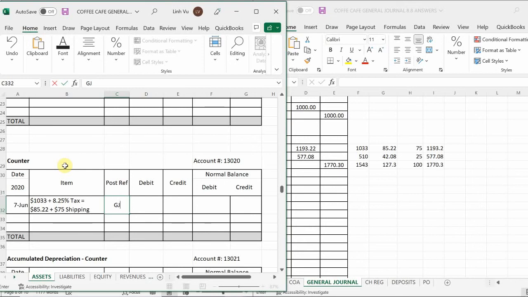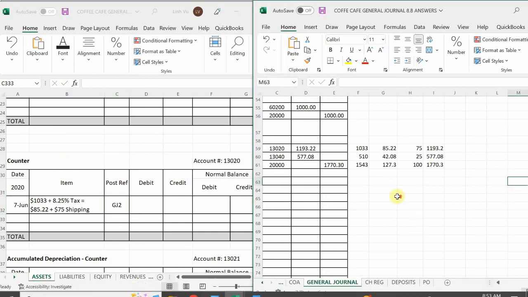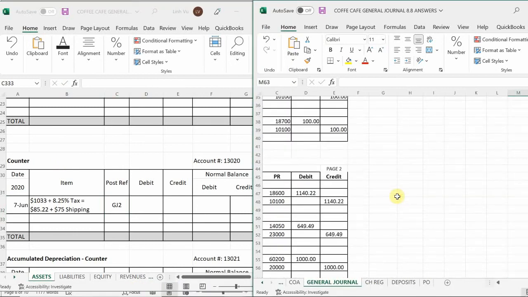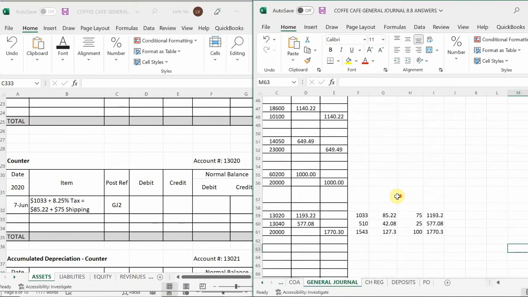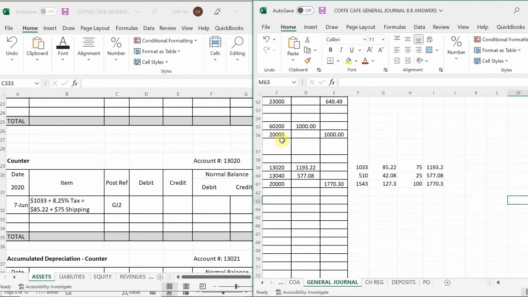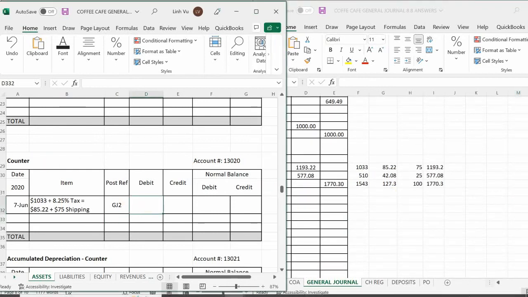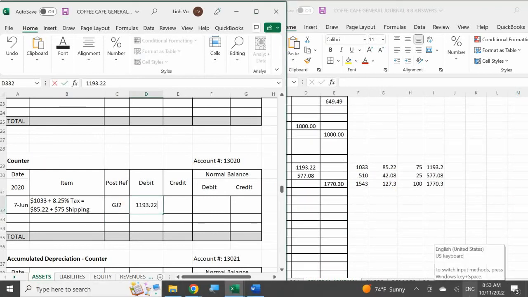That got you the grand total of $1,193.22. Now in this case, what journal am I on? If you don't remember, there's the reference right there. We are on page 2 of our journal, and we're going to debit my account for $1,193.22.